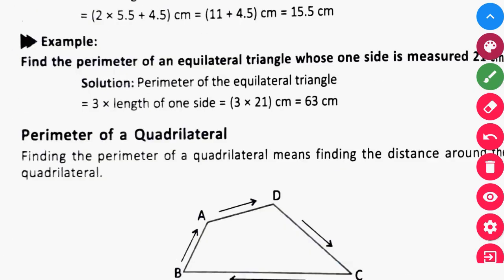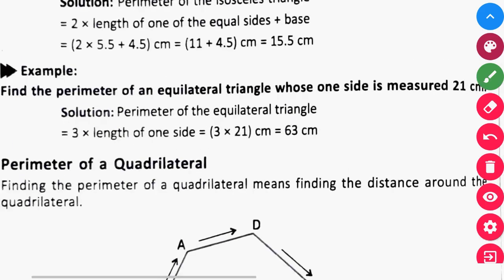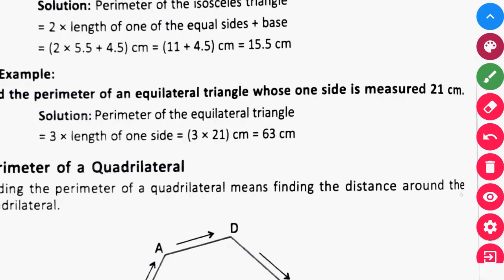Now for an equilateral triangle, if we have to calculate its perimeter and one of the sides is given, the formula is simple: 3 into the side, whatever it is. So 3 into 21, and the answer is 63.